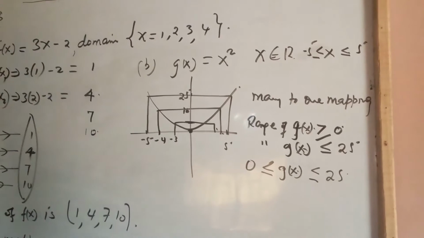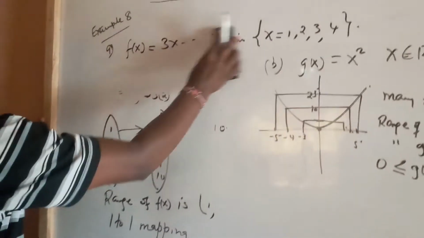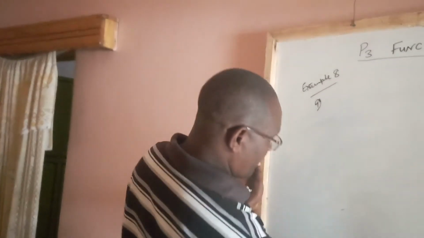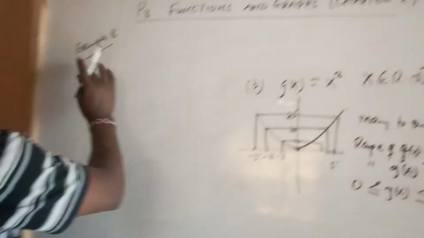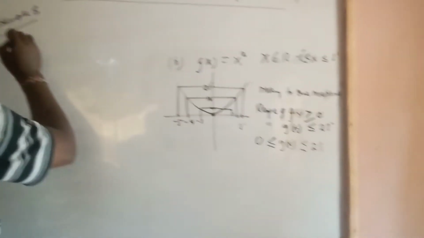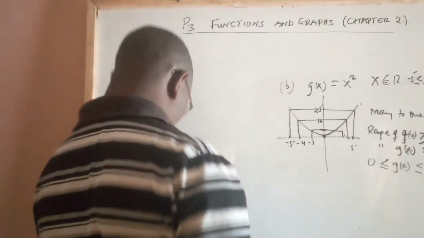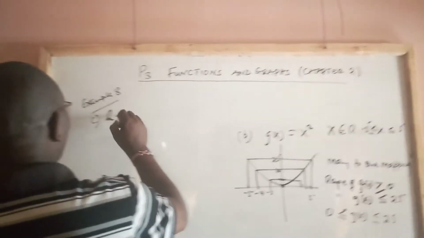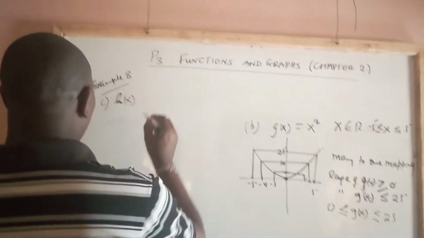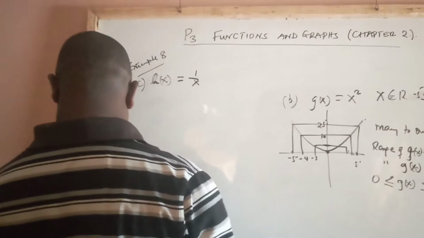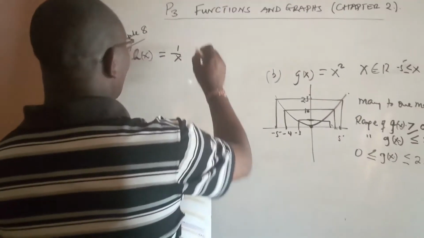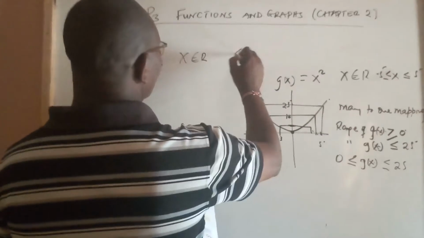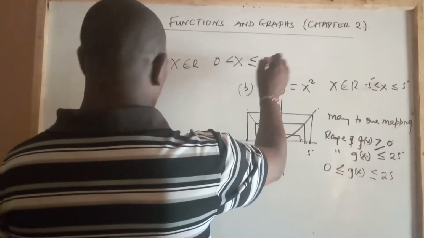But part C, let's look at part C here. Part C is asking us the function of x equals 1 over x, and x is a real number and x is greater than 0, less than or equal to 3.